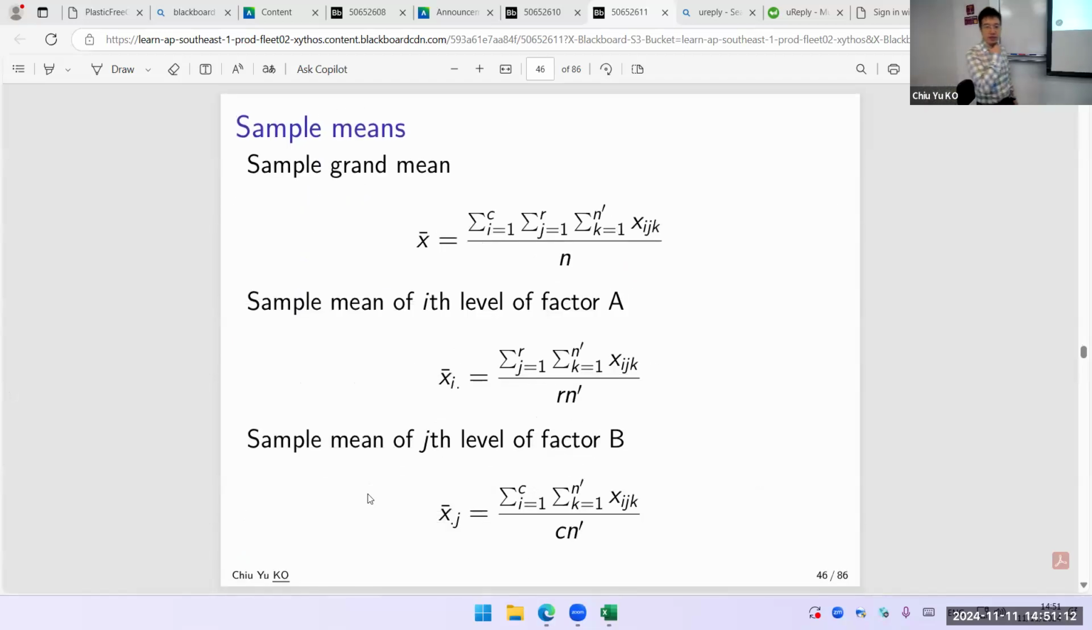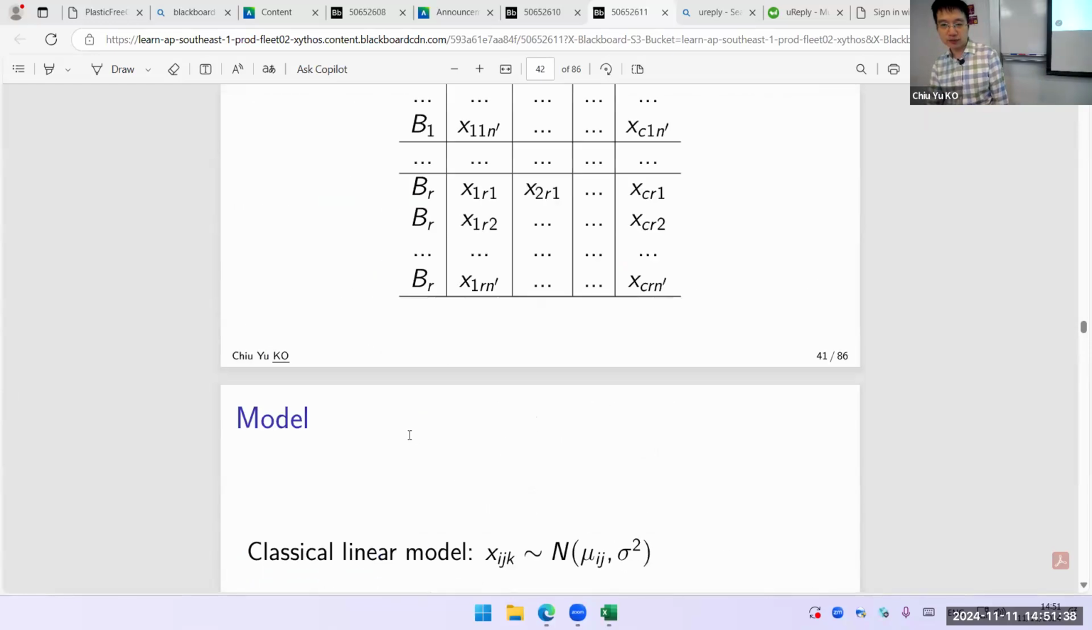So the idea is very simple, just same as the mean, right? If you calculate the mean of everything, it's the grand mean. If you keep the i there, the sum of all the j, k is the a. So this is a little bit tricky. Let me show you what it means. It just means the following.